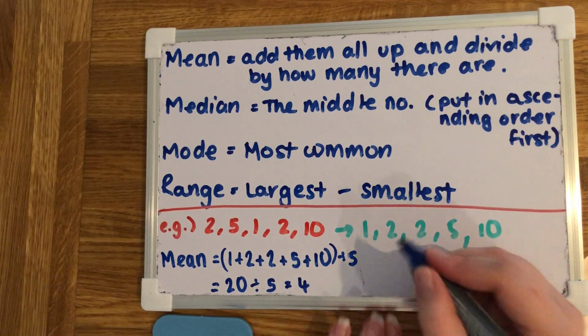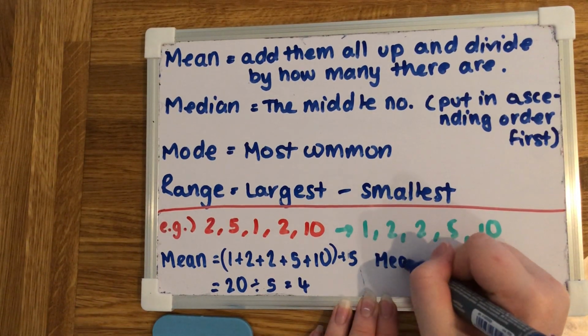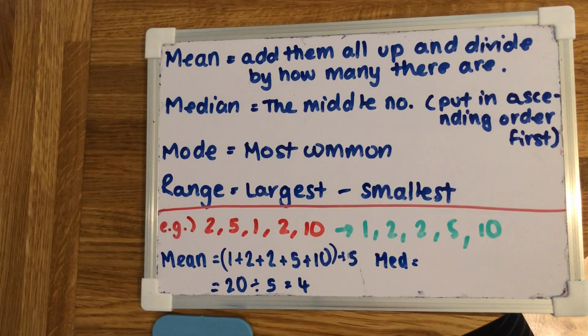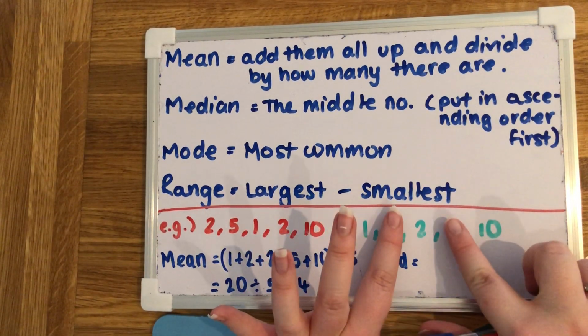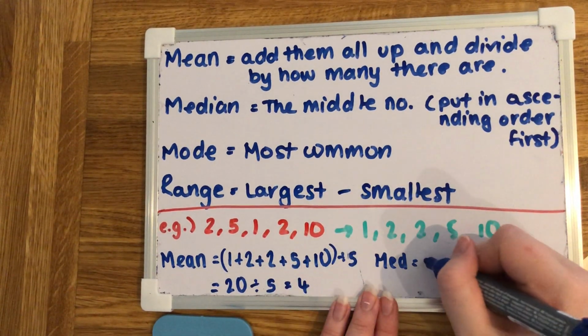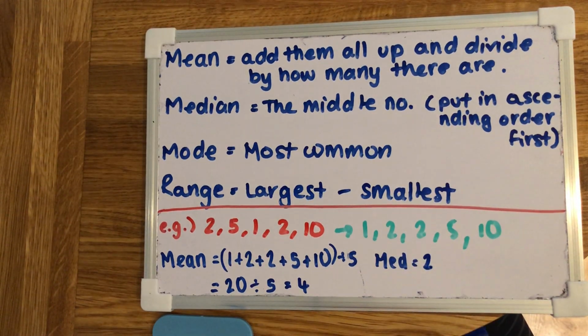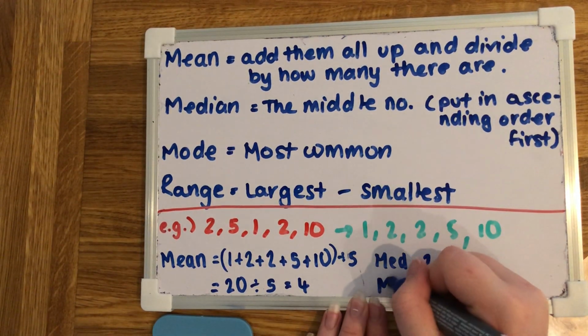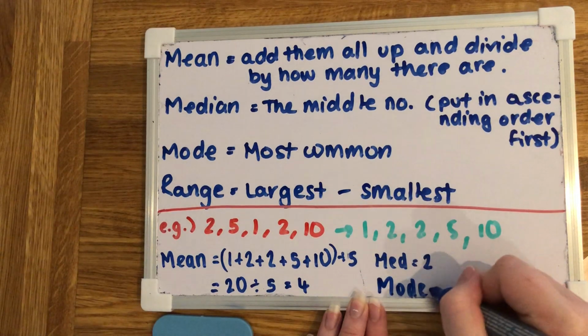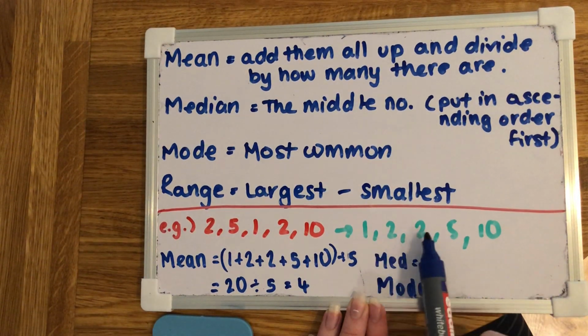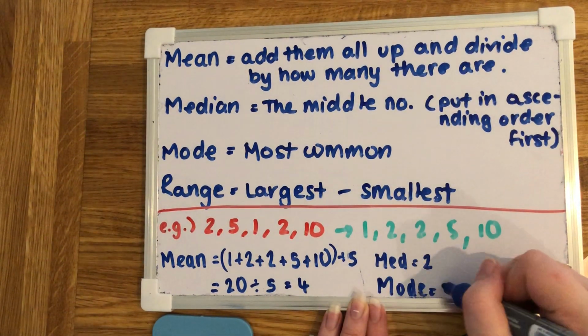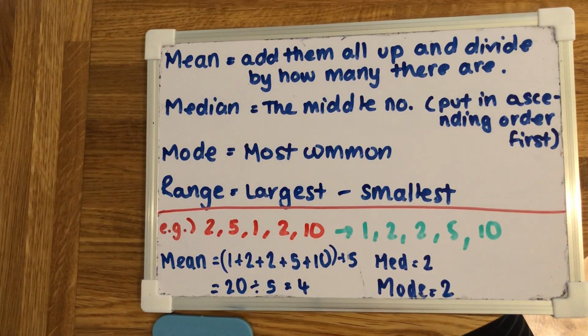Okay, the next one, so the median. The median is the number that appears in the middle, so we've got those ones and those ones. So the number in the middle is the 2. So that's nice and easy. The mode is the number that appears the most. So the 2 appears twice, whereas the other numbers only appear once. So the mode is 2.